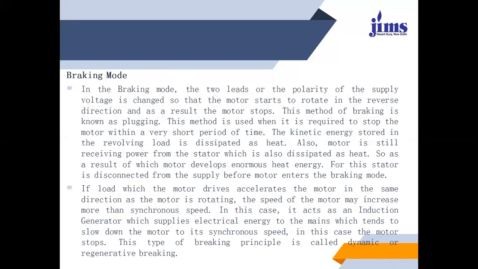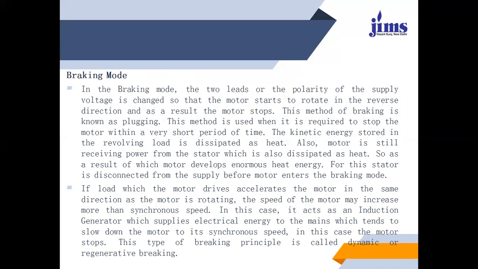Next, the braking mode. In the braking mode, the two leads or the polarity of the supply voltage are just interchanged, so that the motor starts to rotate in the reverse direction, and as a result, the motor stops. This method of braking is known as plugging. This method is used when it is required to stop the motor within a very short period of time.